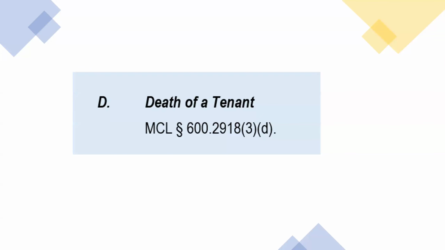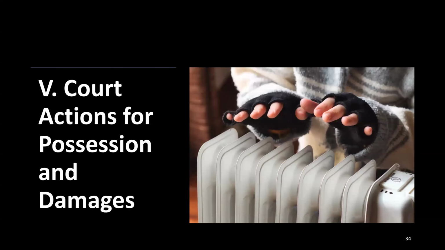One is death of a tenant. I'm not going to go through all the various subsections because they're very, very detailed. MCL 600.29183D. They're largely self-explanatory, but there's quite a bit of steps that the landlord must go through when a landlord believes that there's been a death of the tenant, such that the landlord then wants to go in and take possession of the premises.